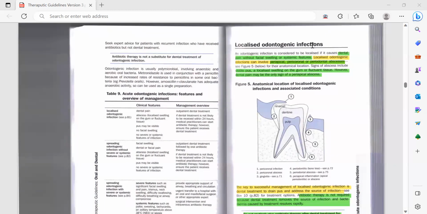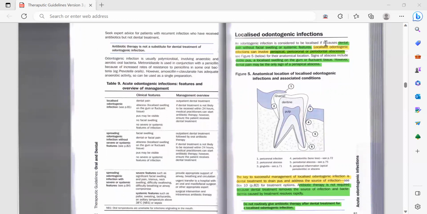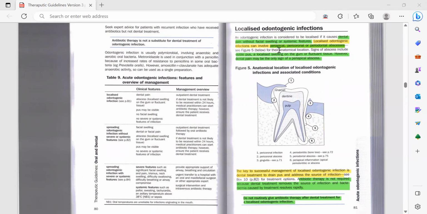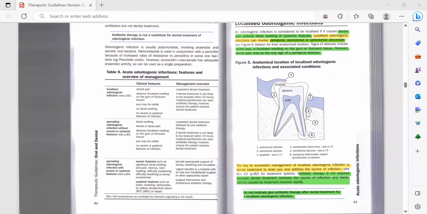Then the localized odontogenic infections. An odontogenic infection is considered to be localized if it causes dental pain without facial swelling or systemic features, as we read here. Local odontogenic infections can come from either the pulp, so it would lead to periapical infection, or it could come from the pericoronal tissue, then it would lead to pericoronal infection or the periodontal abscess.